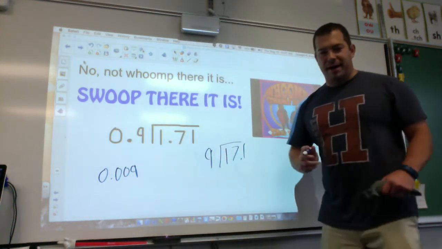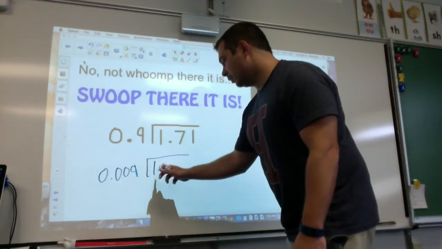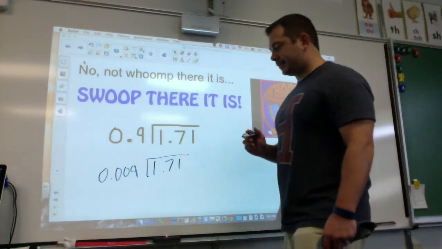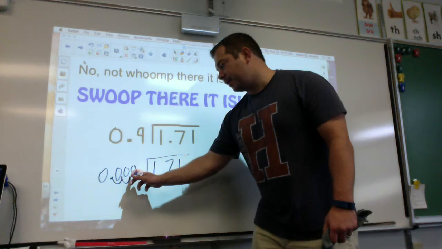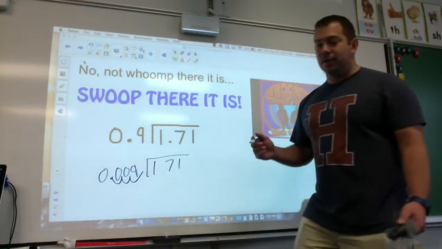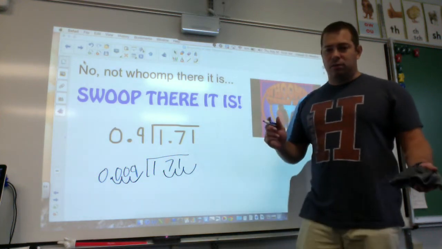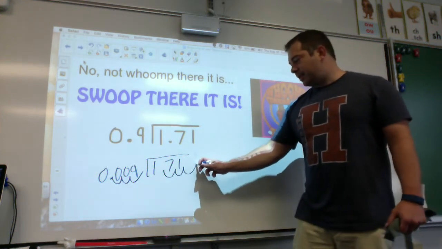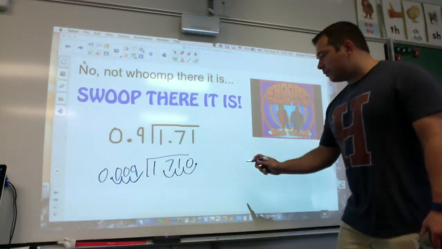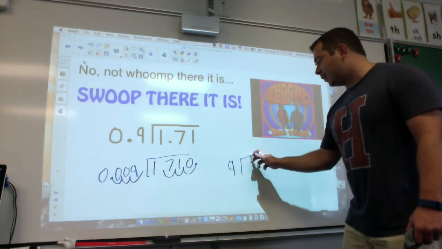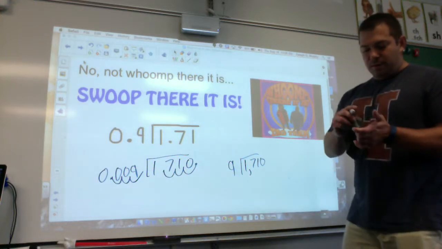Let's say this was 0.009, 9 thousandths, going into 1 and 71 hundredths. How many swoops would I need to make? Swoop, there it is, swoop, there it is, swoop, there it is. I made 1, 2, 3. So how many swoops would I have to make on this number? 1, 2, 3. Uh-oh. What do I need to do here? Since my decimal point's over there now, I need to fill that hole with a 0, annex a 0. So my new problem would have been, how many times can 9 go into 1,710? Okay, there we go.